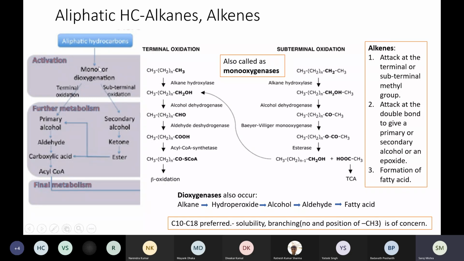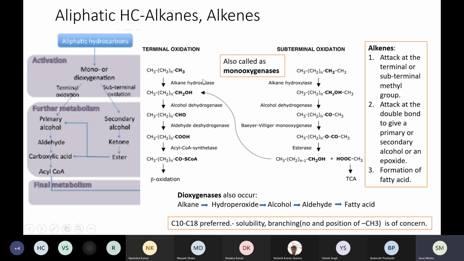So we have either mono or di-oxygenation occurring. I had told you that either terminal or subterminal oxidation can occur, and this is explained here. What do we mean by terminal oxidation? Here is a propane molecule, and the enzyme alkane hydroxylase carries out terminal oxidation. That means oxygen is added to the terminal methyl group, and the enzyme here is called alkane hydroxylase.